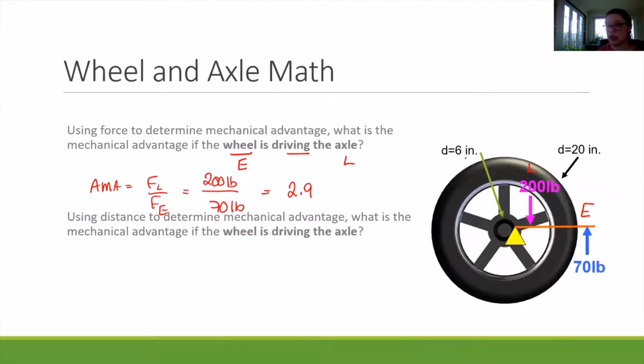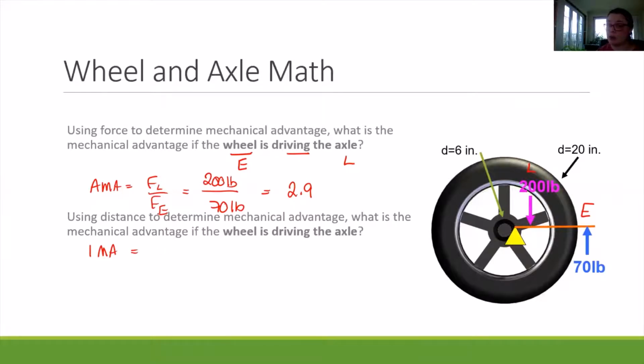So we're going to use distance this time. So this is our ideal mechanical advantage. Is there friction involved with your steering wheel? Definitely friction involved. You've got lots of moving parts. Anytime two parts rub together, you're going to have friction. So ideal mechanical advantage is going to use distance.